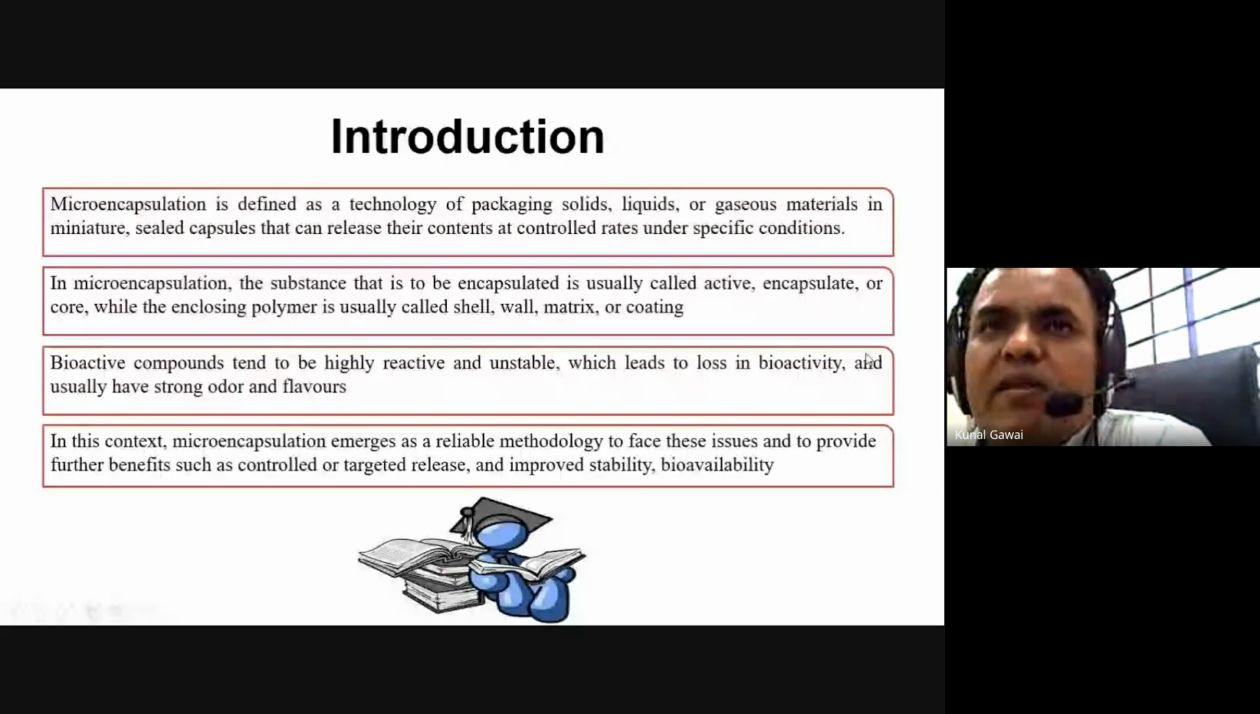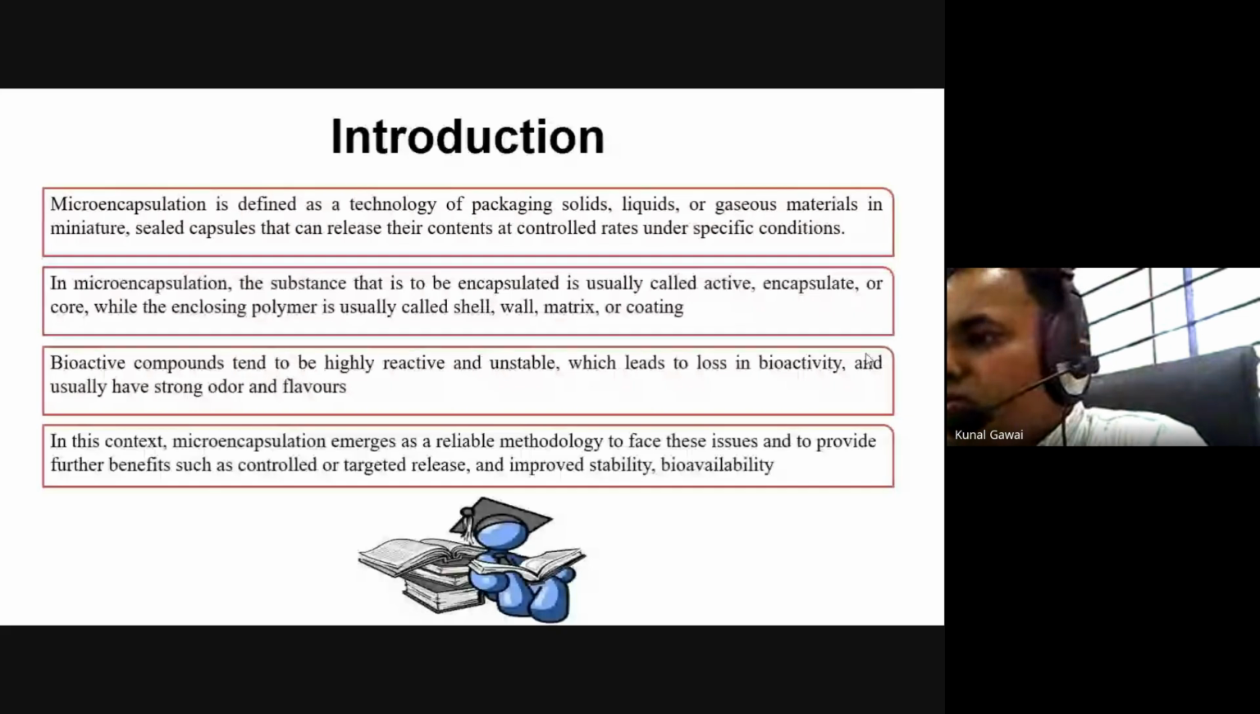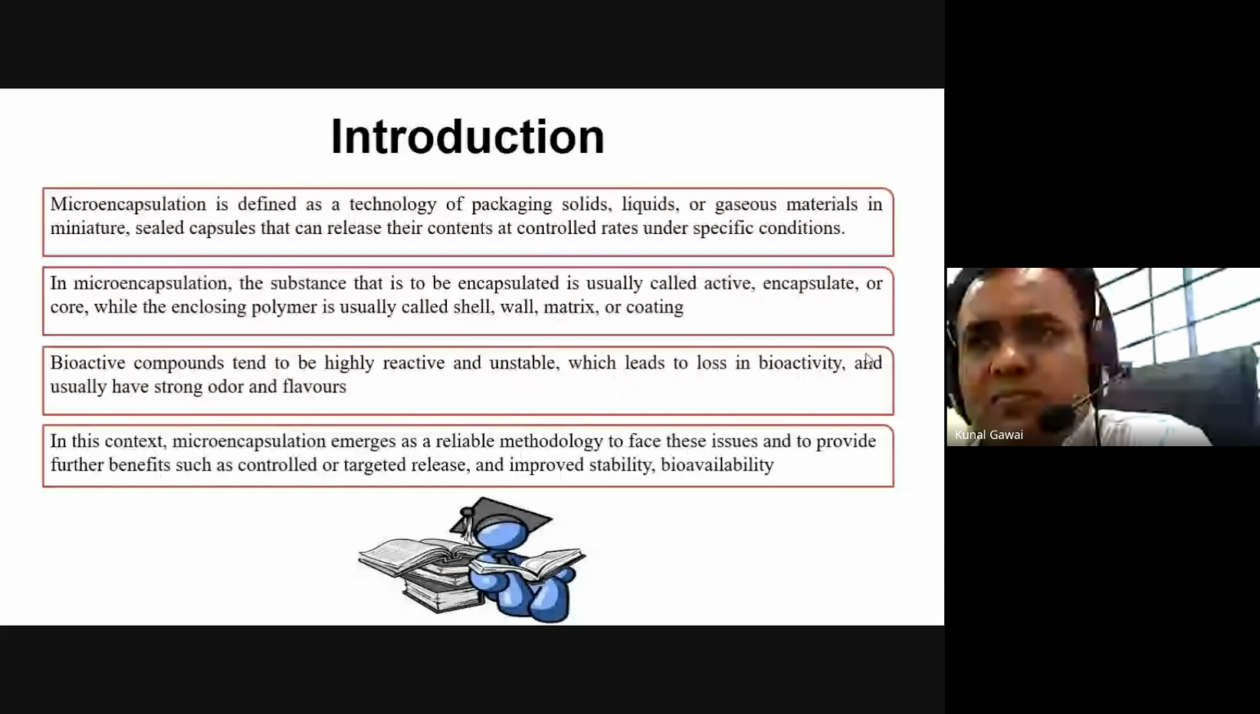So microencapsulation is a better alternative for that, and here some compounds have a strong odor or flavor which consumers will not accept once they are incorporated in a product. Even though we want to incorporate such an ingredient in a product, in that condition microencapsulation can be a better alternative, like omega-3 fatty acid or fish oil. It has a strong odor or flavor. Some consumers usually don't accept that flavor or odor, yet we are able to incorporate such bioactive components with the help of microencapsulation.